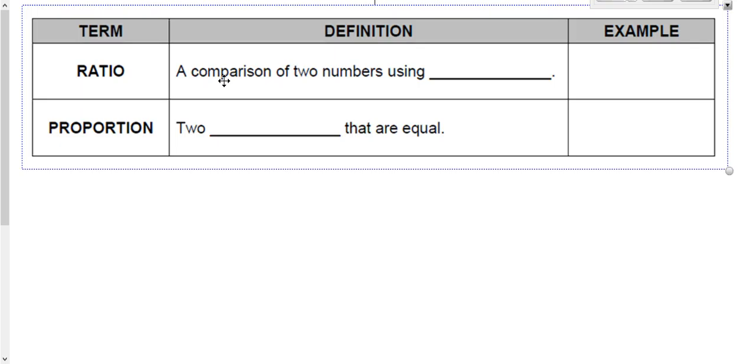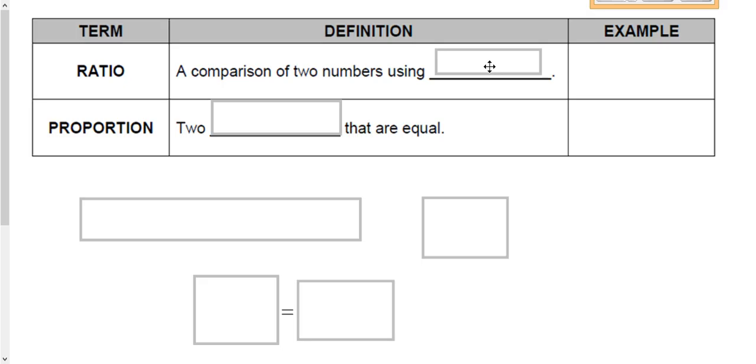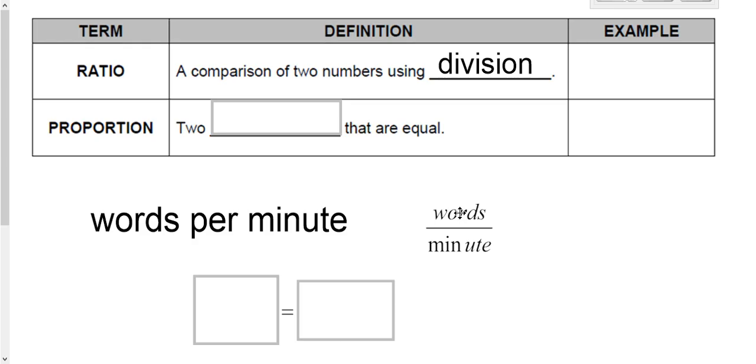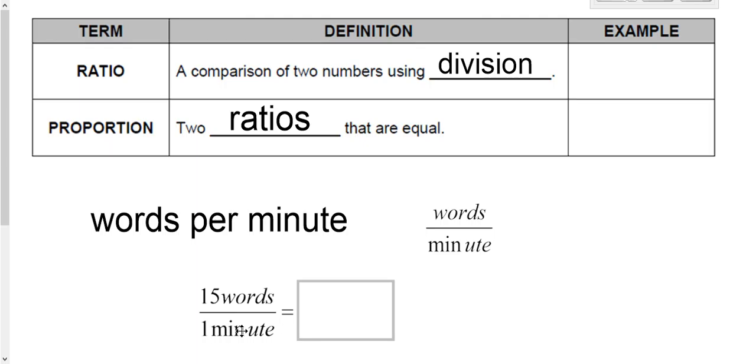A ratio is a comparison of two numbers using division. When we look at a ratio, we can see, like, words per minute, a ratio or a rate. It's words divided by minutes. A proportion is when two ratios or two fractions are equal. I want you to think of a ratio as a fraction, and a proportion is when two of them are equal. So we could have a proportion like this: 15 words per 1 minute equals 30 words every 2 minutes. These are equal proportions.